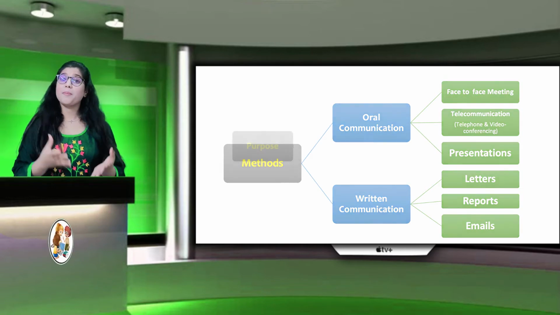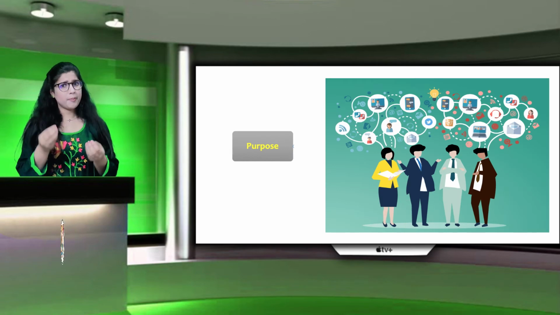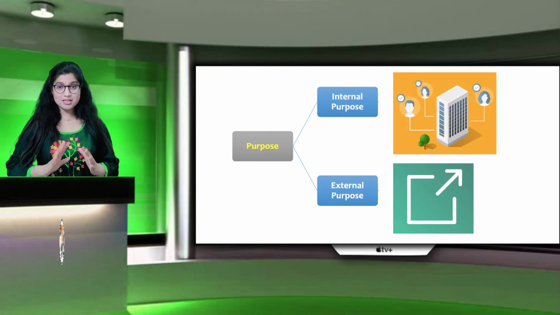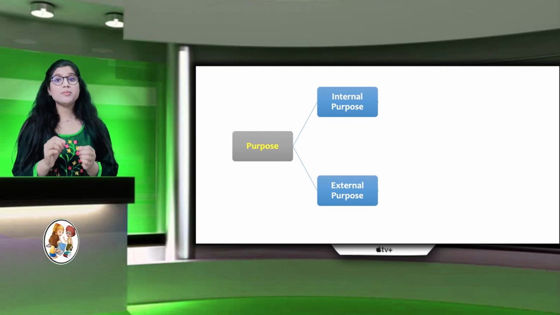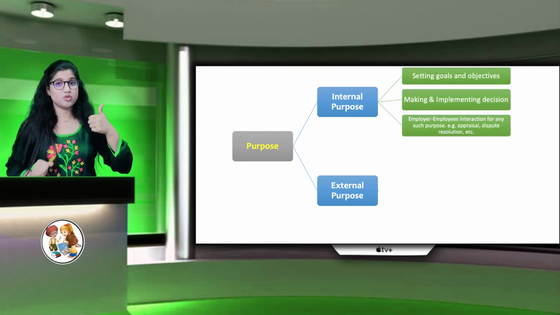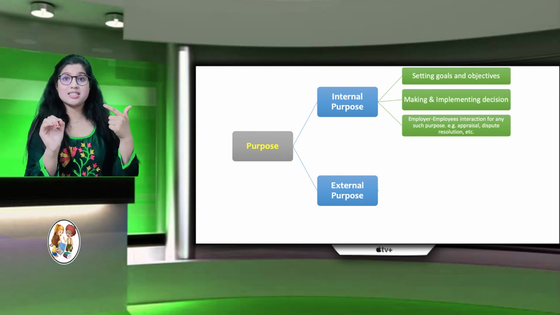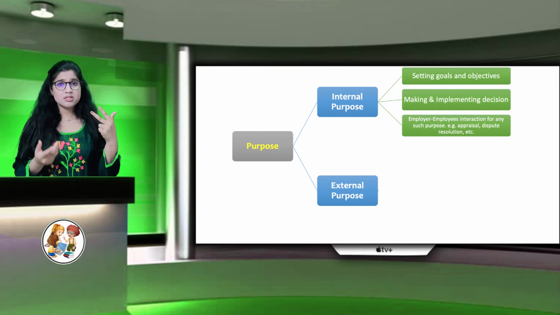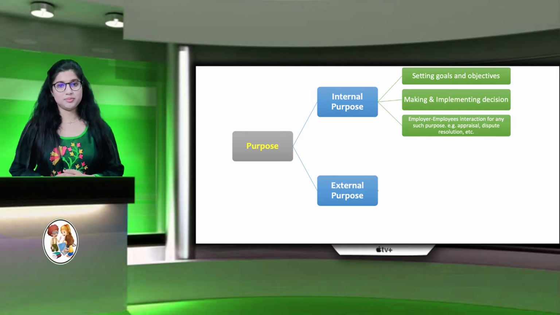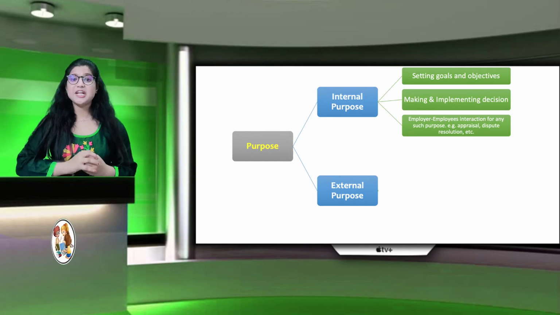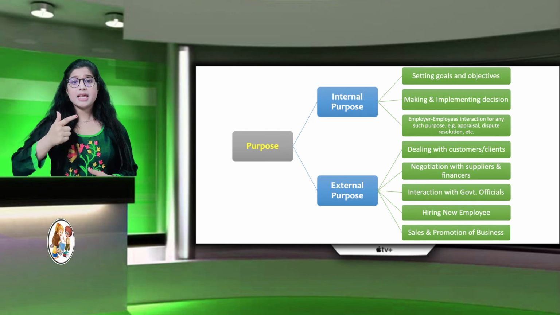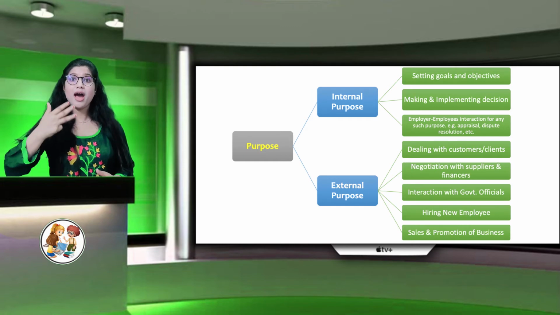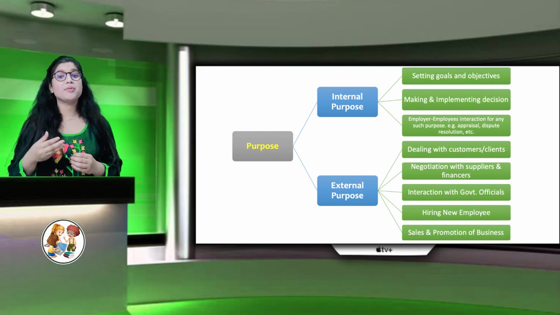Now, we will discuss the purpose of business communication. The purpose of business communication can be divided into two parts, that is, internal purpose and external purpose. Internal purpose includes setting goals and objectives, making and implementing decisions, and employer and employee interaction for any purpose, such as appraisal and dispute resolution. External purpose includes dealing with customers, negotiation with suppliers and financers, interaction with government officers, hiring new employees, or sales and promotion of business.